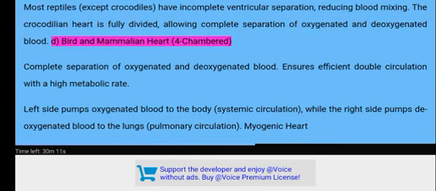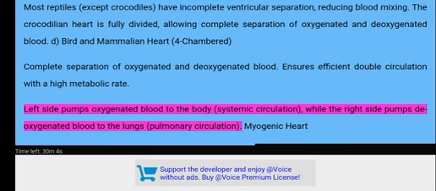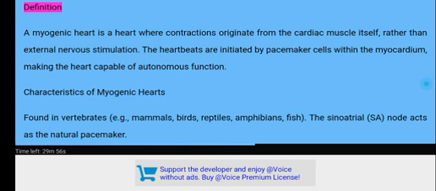D. Bird and mammalian heart, 4-chambered. Complete separation of oxygenated and deoxygenated blood. Ensures efficient double circulation with a high metabolic rate. The left side pumps oxygenated blood to the body, systemic circulation, while the right side pumps deoxygenated blood to the lungs, pulmonary circulation. Myogenic heart. Definition.